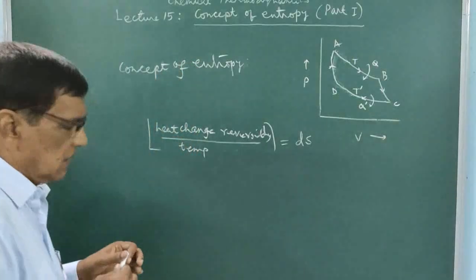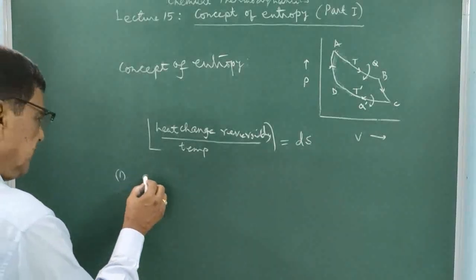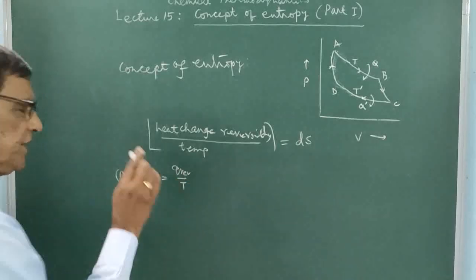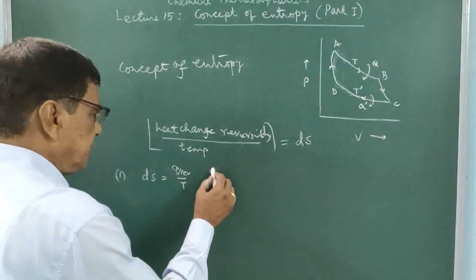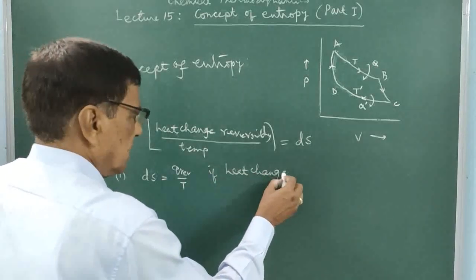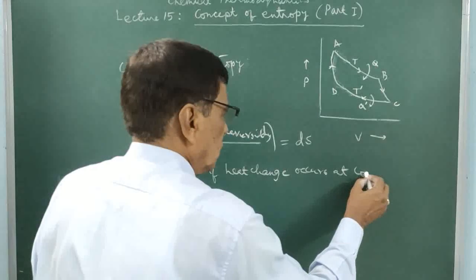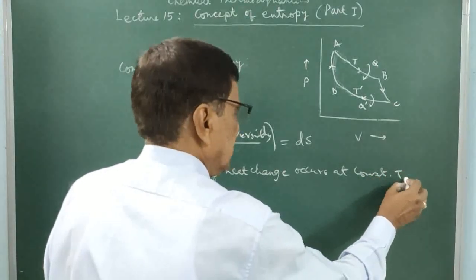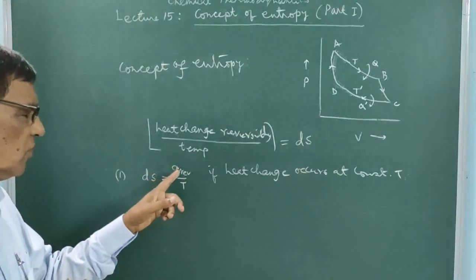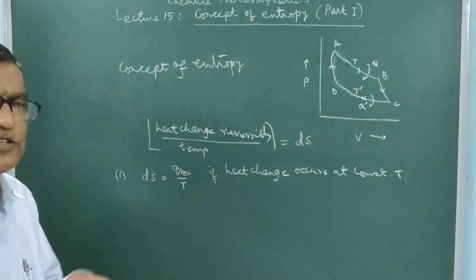So dS equals Q reversible by T, if the heat change occurs at constant T. It must be remembered that it is only the heat change in a reversible process. It is not the heat change in an irreversible process or other processes.